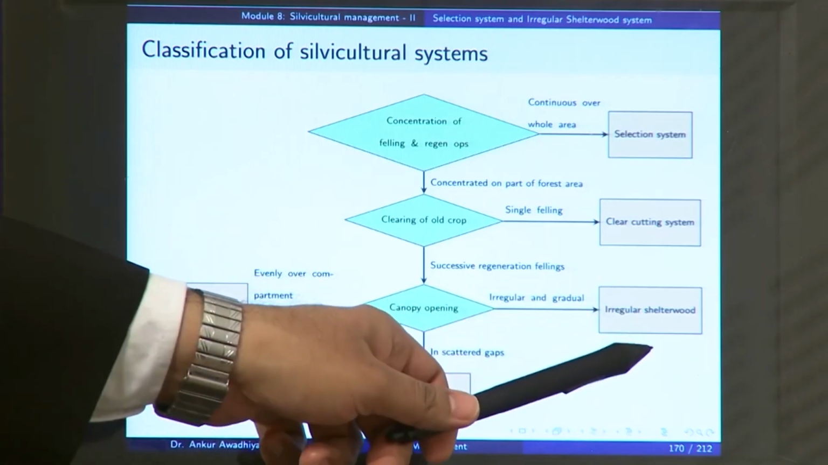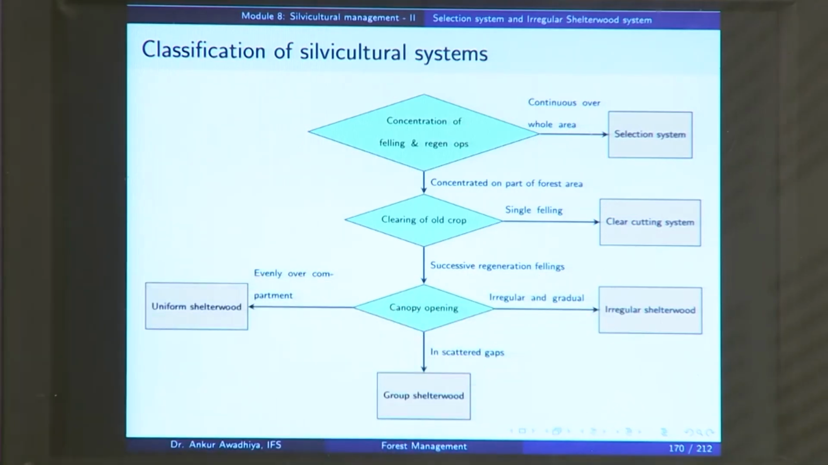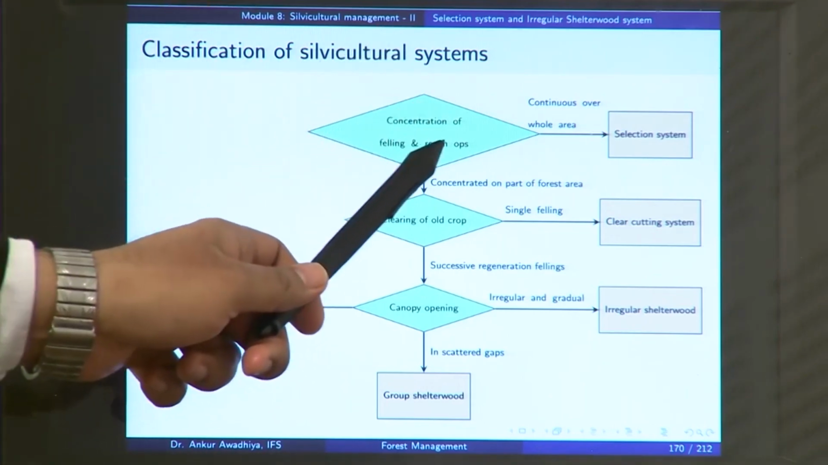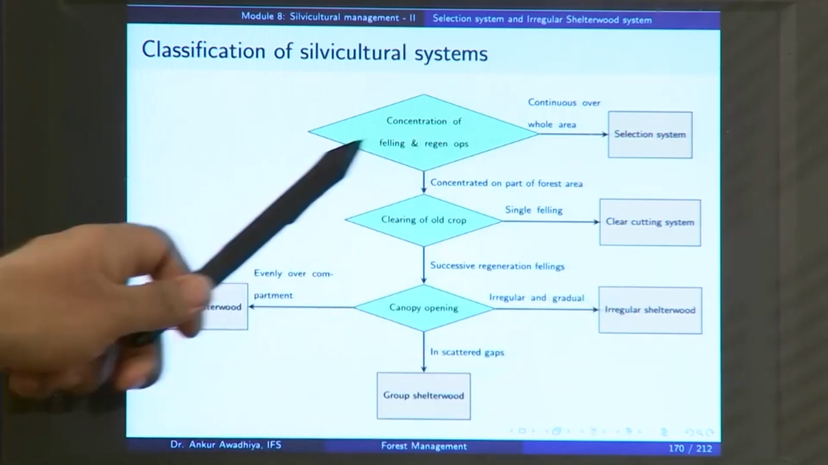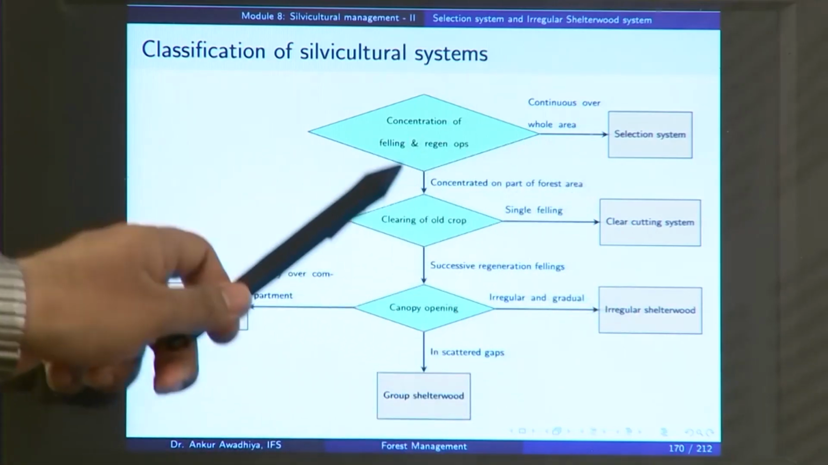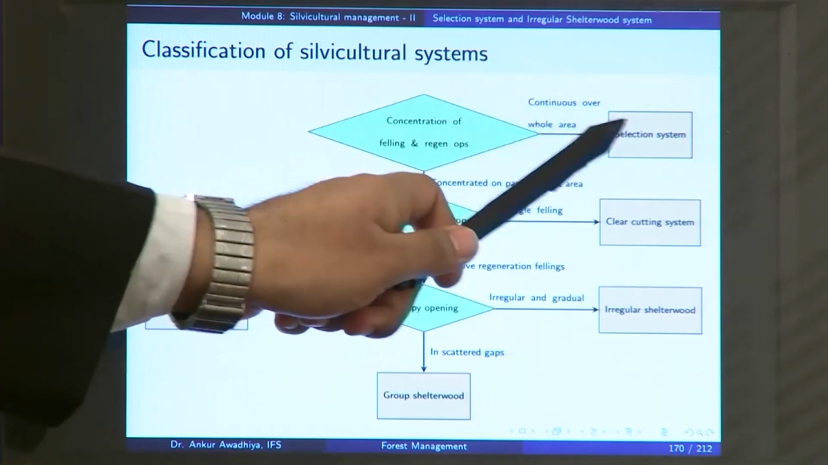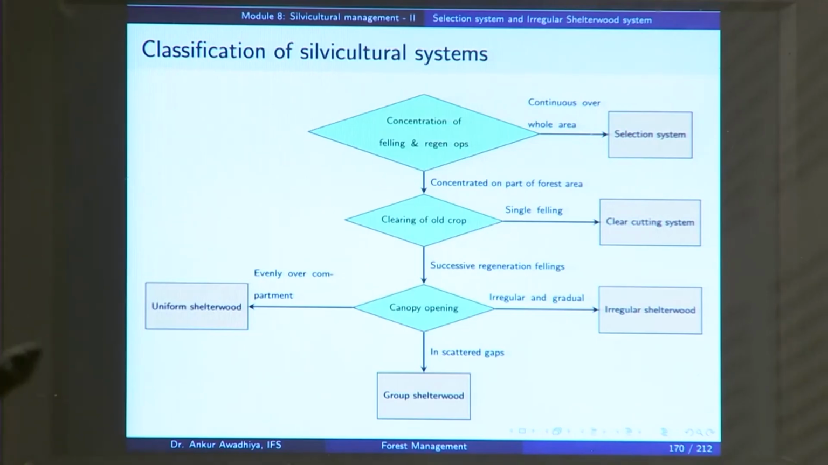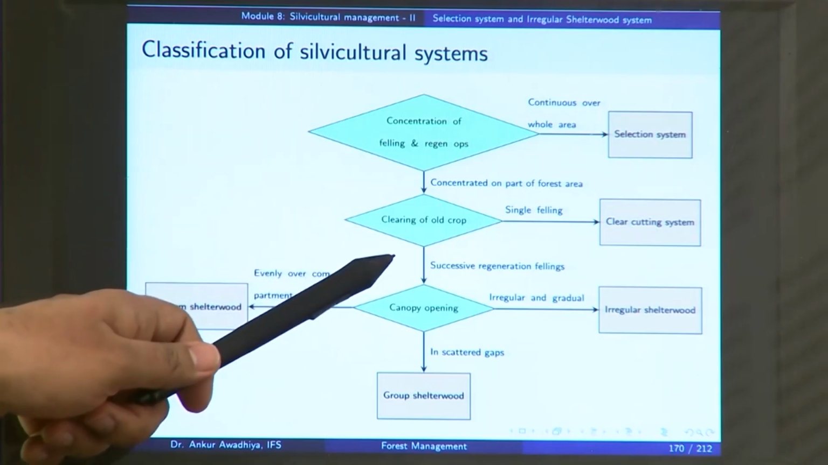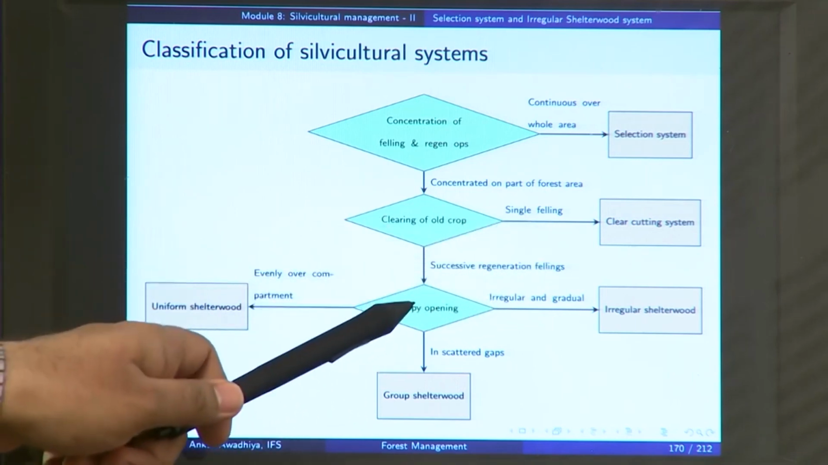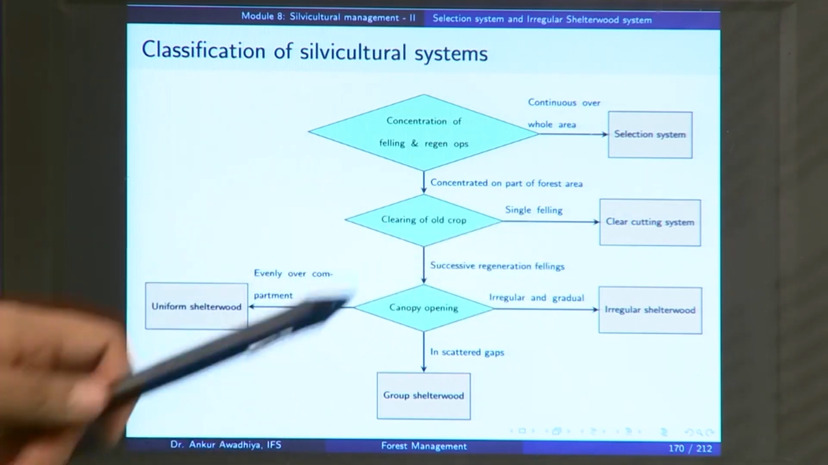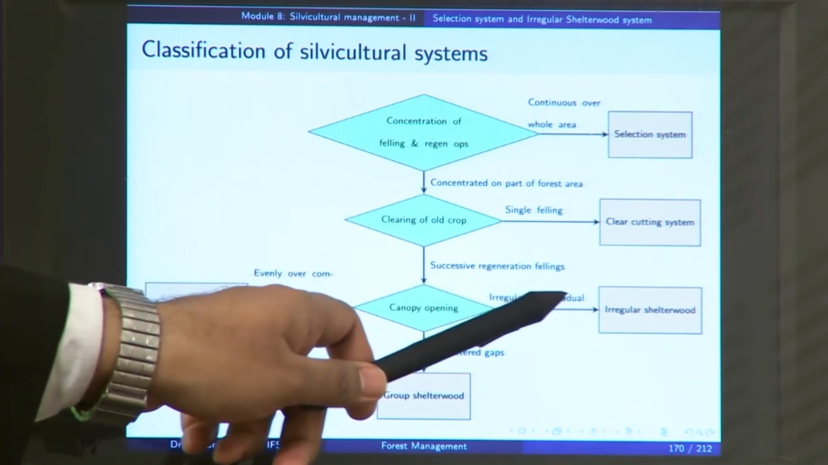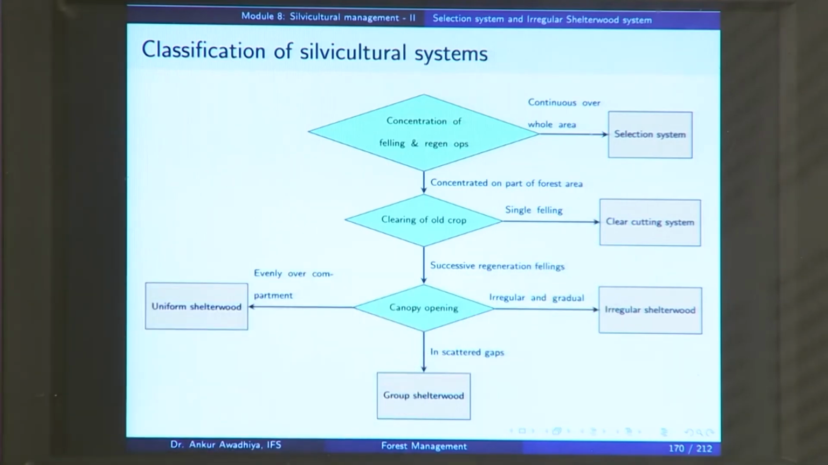So, here we have the irregular Shelterwood system in the flow chart. How do we reach an irregular Shelterwood system? The first question is concentration of felling and regeneration operations, and in the case of irregular Shelterwood system, they are concentrated on part of the forest. So, you are not doing it in the whole area as in the selection system, you are concentrating it on part of a forest. The clearing of the old crop happens in successive regeneration fellings as in the case of other Shelterwood systems, and the canopy opening is done in an irregular and gradual manner, and in that case you have an irregular Shelterwood system.